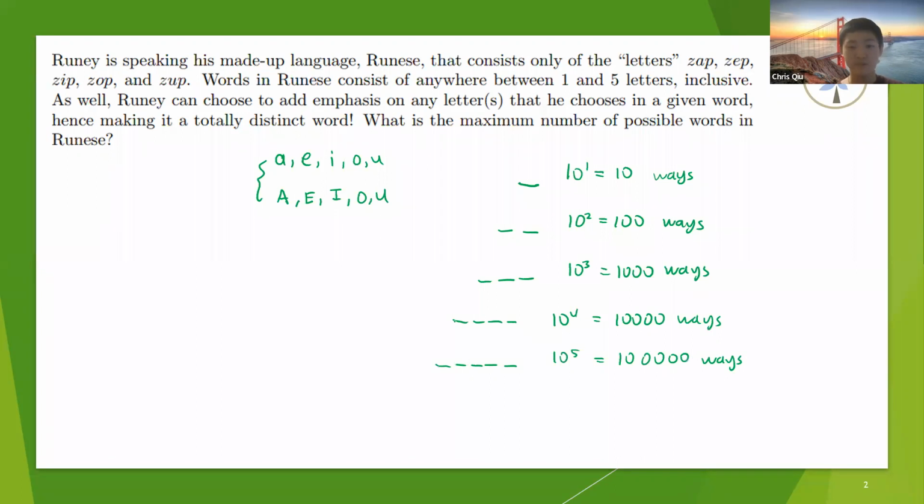So in total, there are 111110 ways to create any word with anywhere between 1 and 5 letters inclusive. So this is the total number of possible words in Rooney's. And this number is our answer. So are there any questions?